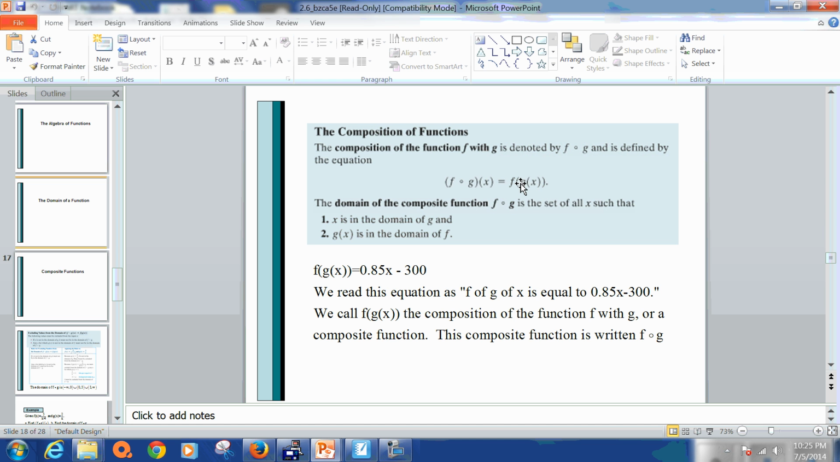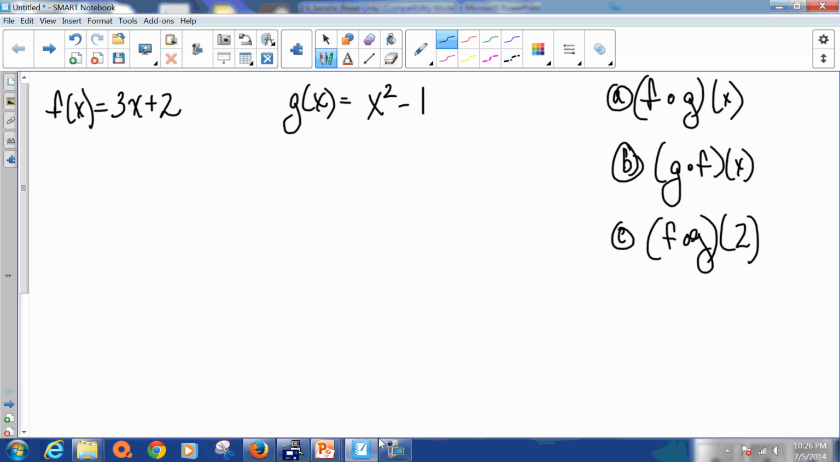You can also put f into f and g into g, and you can move it around a little bit. I don't really worry so much about what the domain and the range of these types of things are. It's a lot easier to actually find the composite function first, and then start to look at what domain and range you have. So I have two here, an f of x and a g of x. In MyMathLab, you'll basically find a, b, and c. You're going to find f of g, g of f, and then find f of g of 2 or f of g of -1 or something like that.